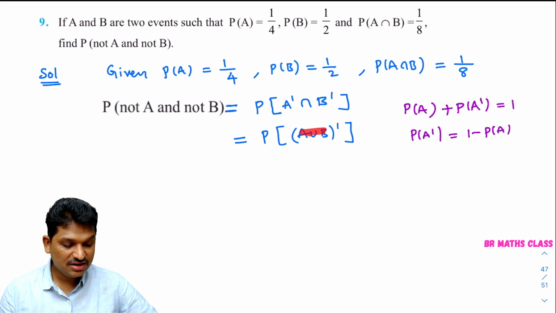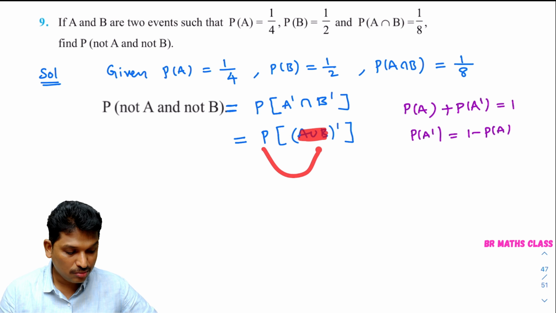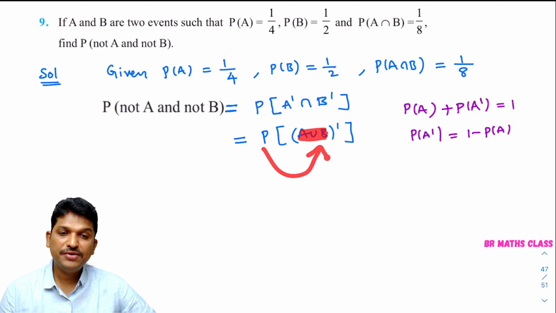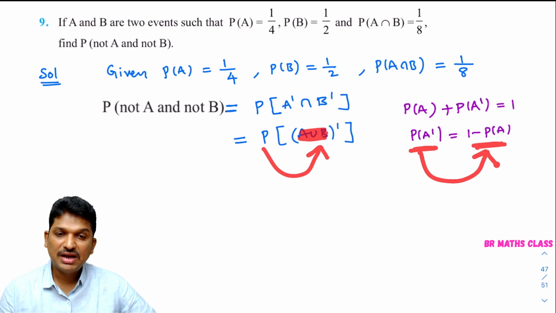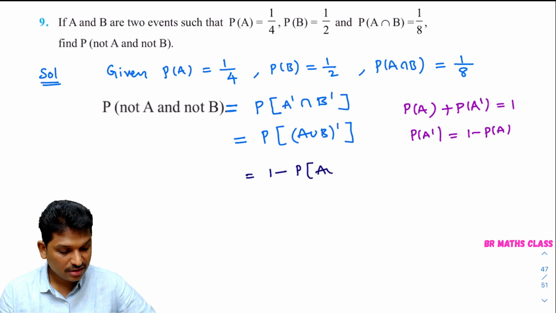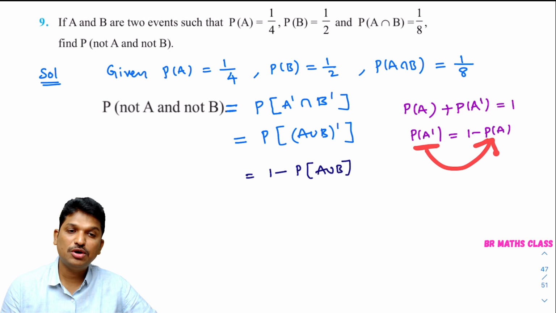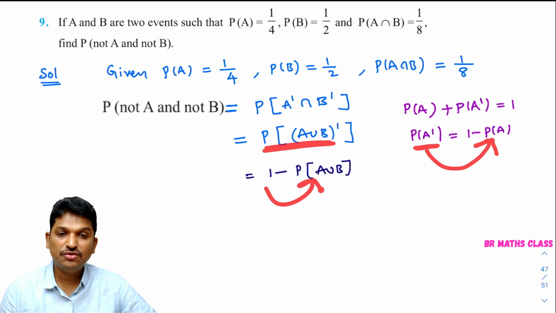Here you see, this is one set. After calculating A union B, you will get one set. This is like probability of A dash. Probability of A dash can be written as 1 minus probability of A. Probability of B dash is 1 minus probability of B. Like that, probability of A union B whole dash is 1 minus probability of A union B. I hope you understand.